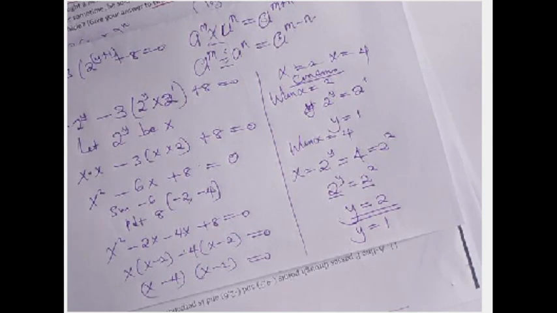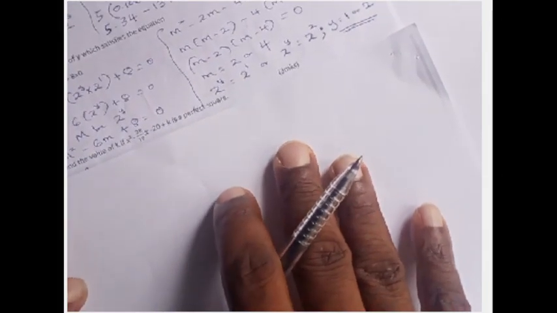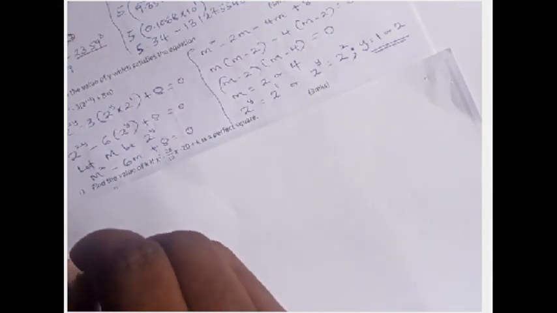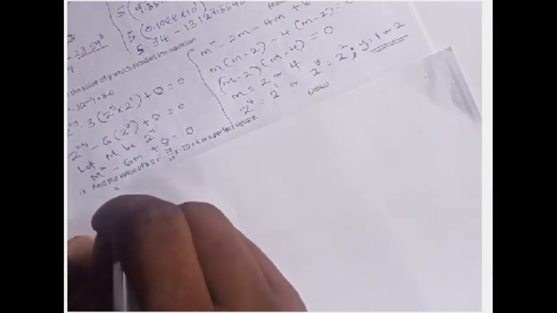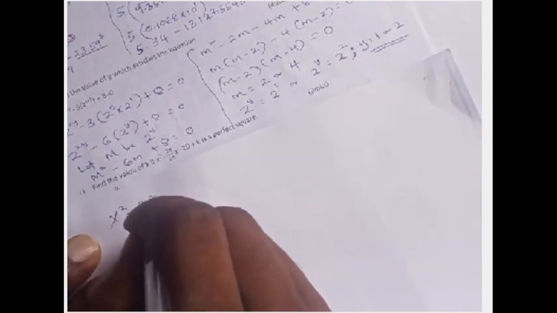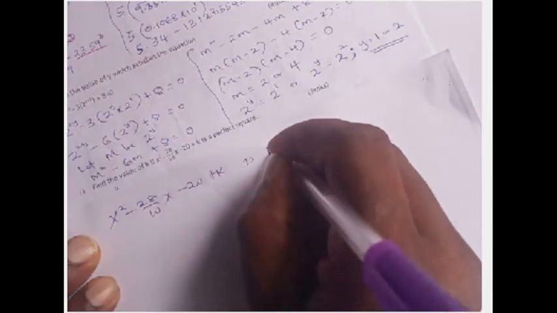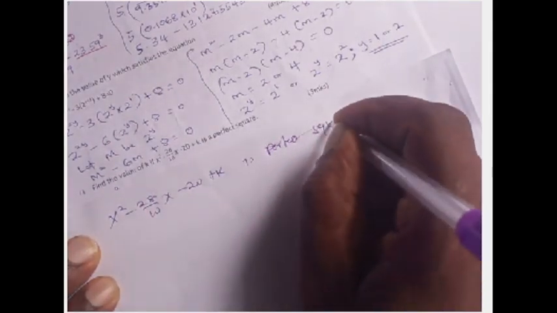Very good. So our last question in section 1 says, find the value of k if the expression x squared minus 28 over 10 x minus 20 plus k is a perfect square.